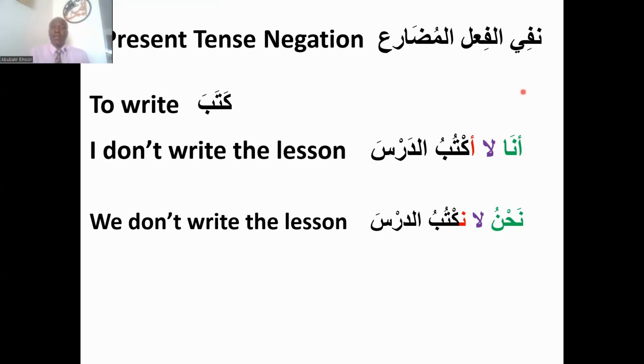All right, here we are. Let's start the lesson right now. نفي الفعل المضارع. نفى is to negate or to deny something. So نفي is negating الفعل verb المضارع, the present tense negation.